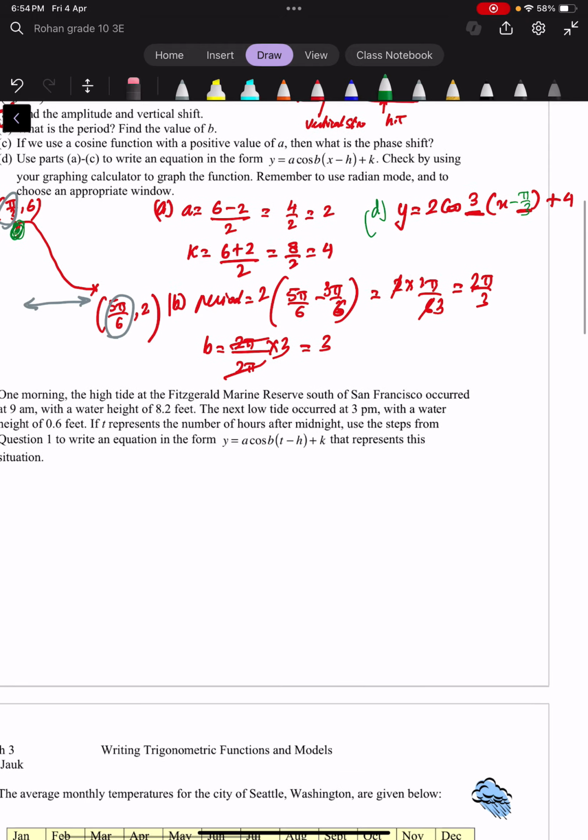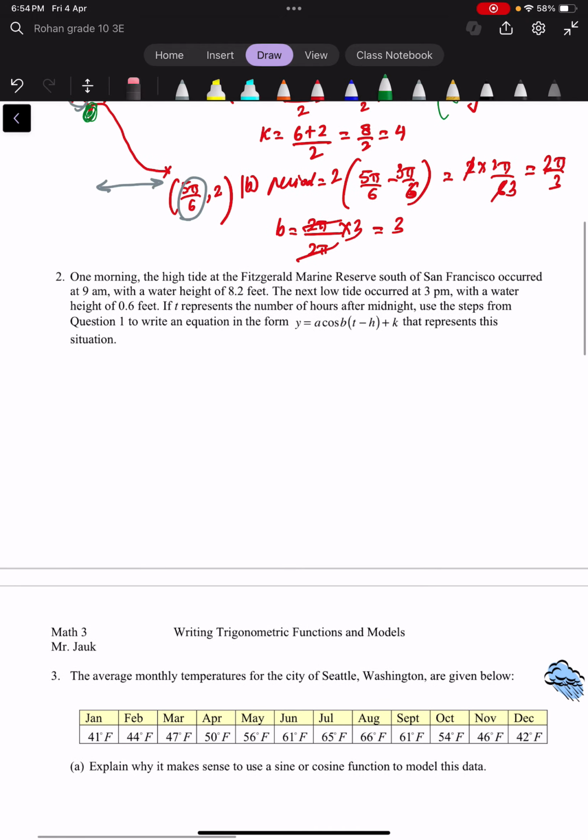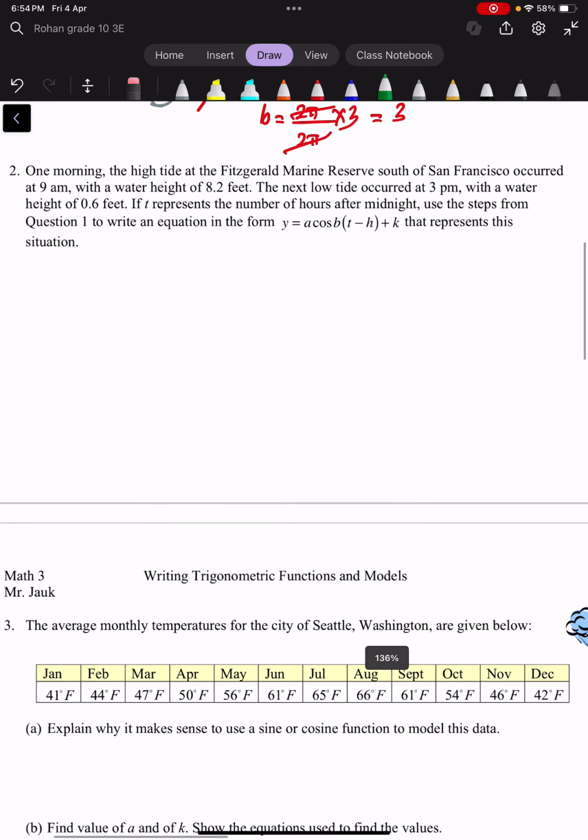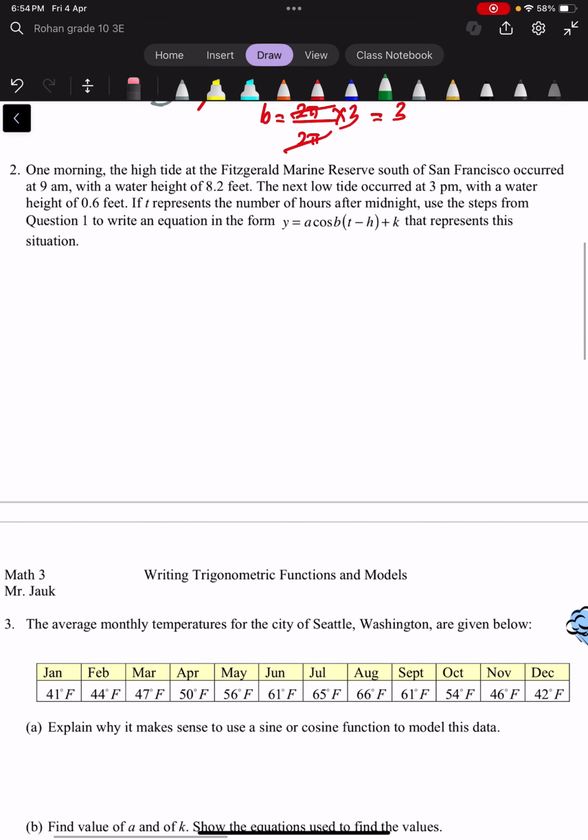Next. One morning, the high tide at the Fitzgerald Marine. So it's going to be word problems, all of these, but the idea is the same. You have to think of the max and min. High tide is the max, so max is at 9, high tide at 9 a.m. And at 9, the height is 8.2 feet.